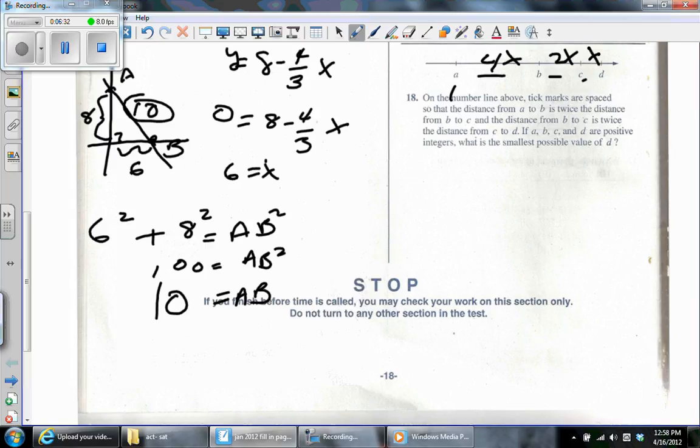So if that distance is 1, this distance has to be 2, this distance has to be 4. So if A is 1 plus 4, B has to be 5, plus 2, C has to be 7, plus 1, D has to be 8. So the smallest possible value of D is 8.